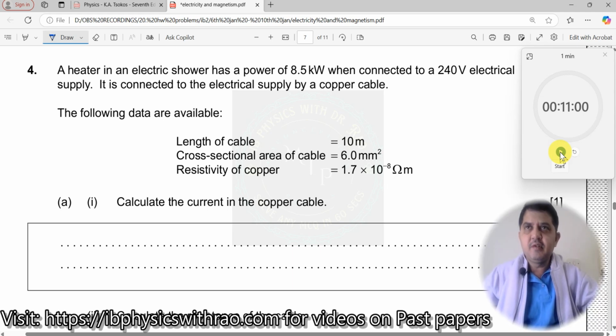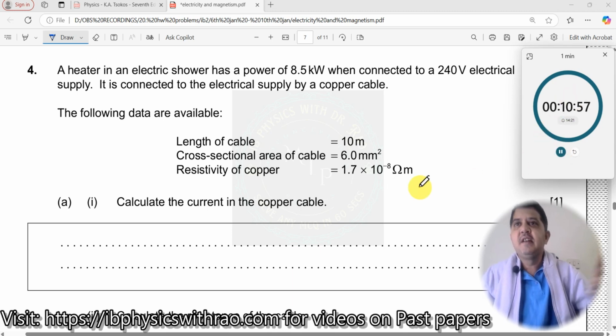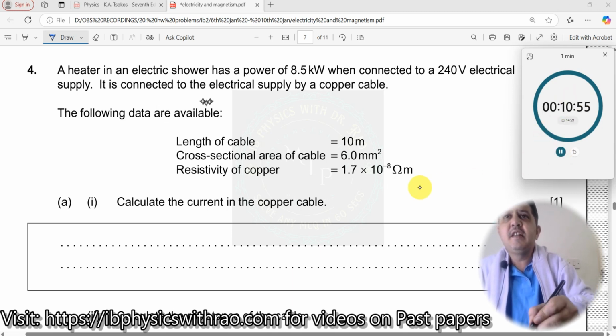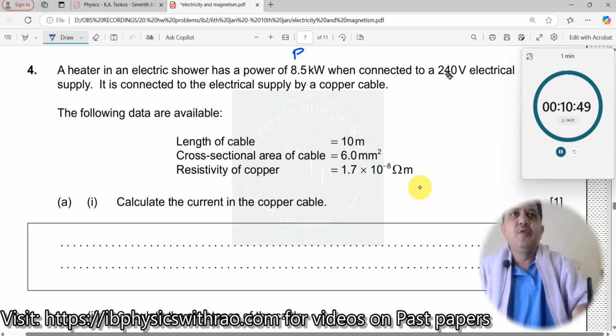Question number 4, this will be for 11 marks. So 11 marks goes 7 minutes. An electric heater in an electric shower has a power of 8.5 kilowatt when connected to a 240 volt electrical supply. Voltage is given. It is connected to an electrical supply by a power cable.